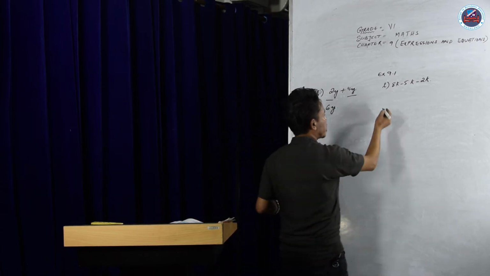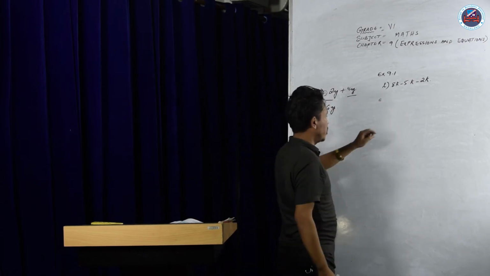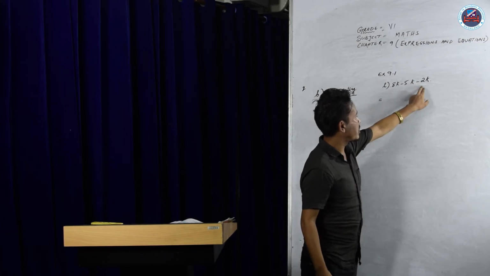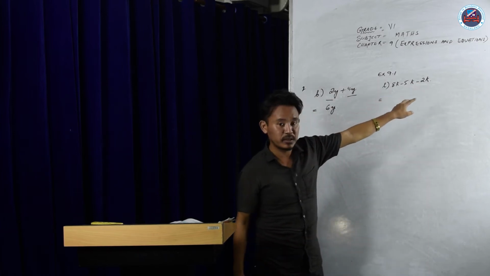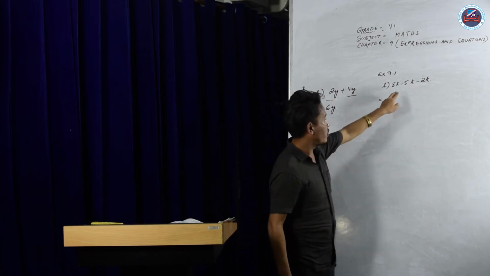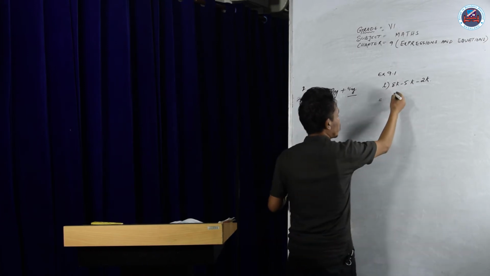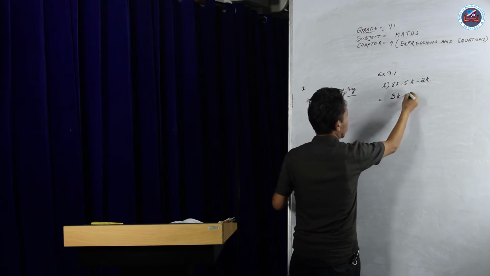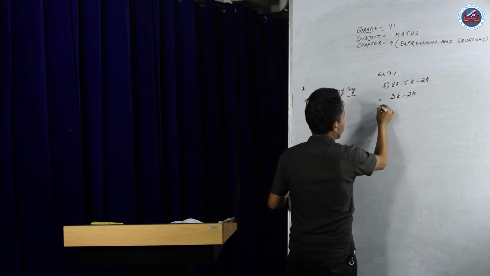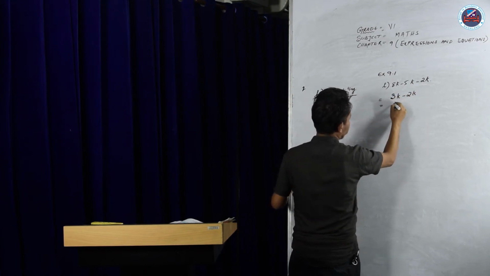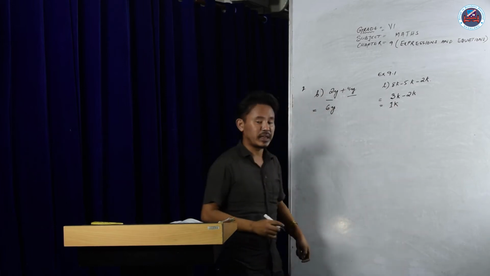In the same manner here also, 8k minus 5k minus 2k. We can see all three terms are like terms, right? From 8, 5 is gone. How much remains? 3, minus 2k. From 3, 2 is gone. What remains? 1. So that is your answer.